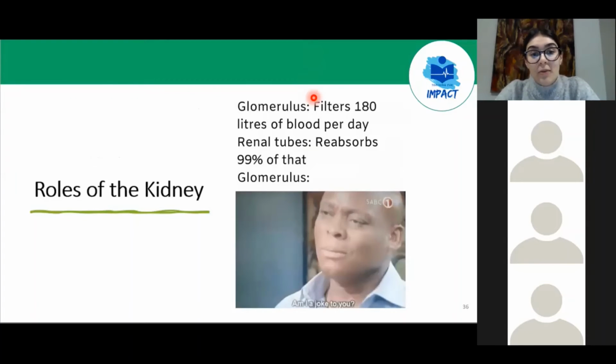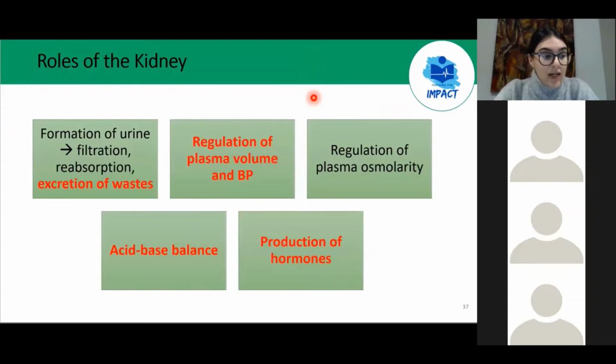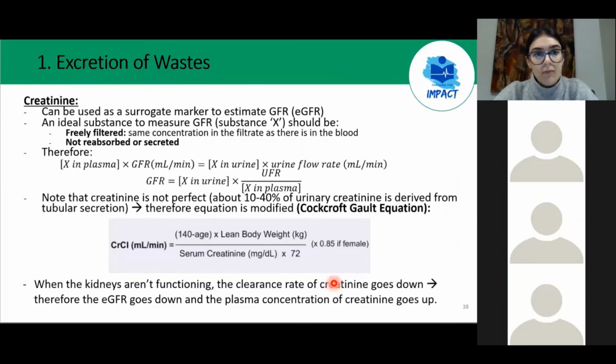And now I want to have a bit more of a look at the roles of the kidney with you as well. We've already gone over the fact that the kidney is responsible for the formation of urine with filtration and reabsorption, but it's also responsible for the excretion of some waste, which we haven't really gone over in that much detail. I also want to talk a little about the regulation of plasma volume and blood pressure, a bit about acid-base balance, and a little bit about the production of hormones.